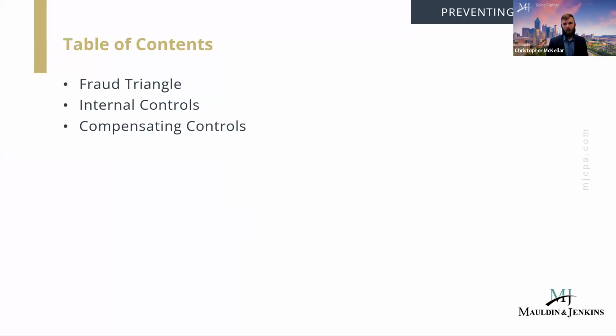And we'll start out by discussing the fraud triangle and the importance of reducing the opportunity for people to commit fraud. We'll walk through some important internal controls to have in place and what controls should be segregated. And finally, we'll talk through some compensating control ideas.